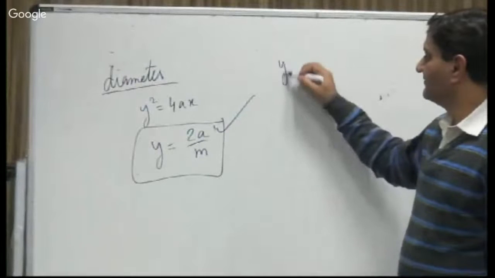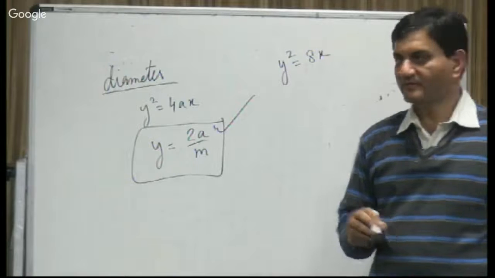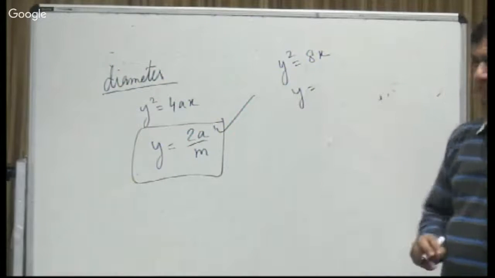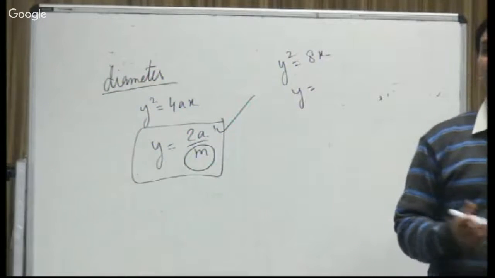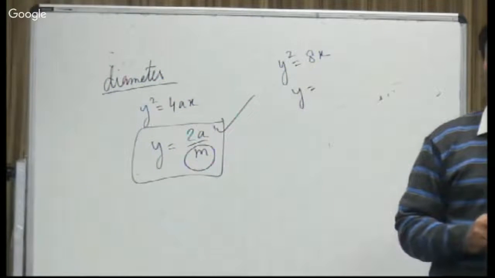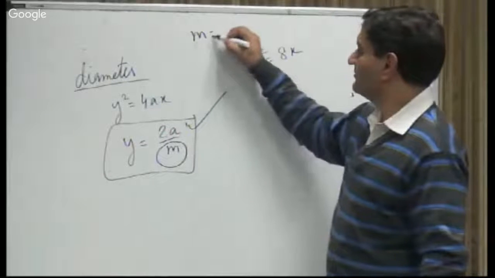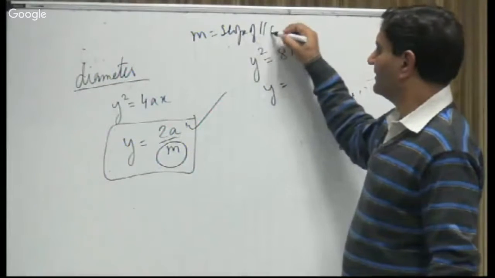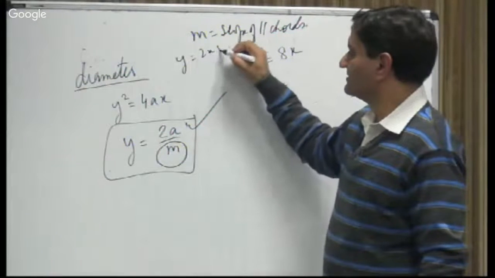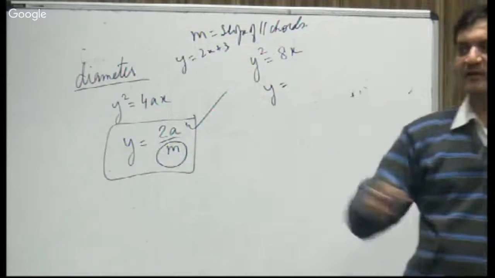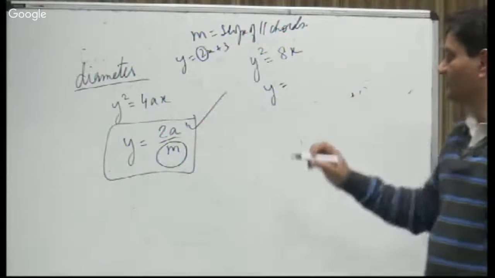Like for example, if y square is equal to 8x, right? So y equal to, and what is m? Slope of what? Slope of parabola? Slope of parallel chords. Good. m is slope of parallel chords. Right? Suppose y equal to 2x plus 3, right, is one of the parallel chords. So what is m here? 2. So what will be the diameter?